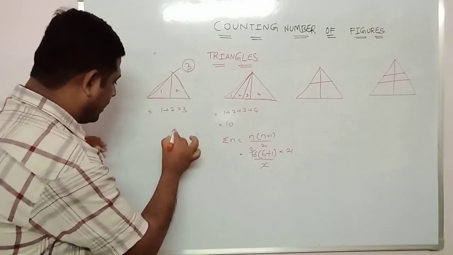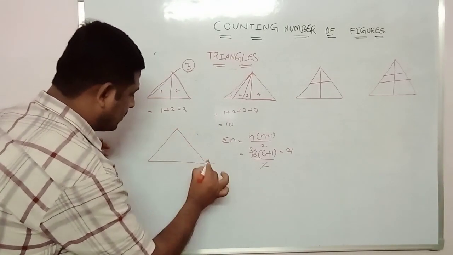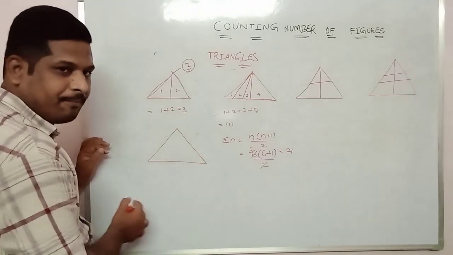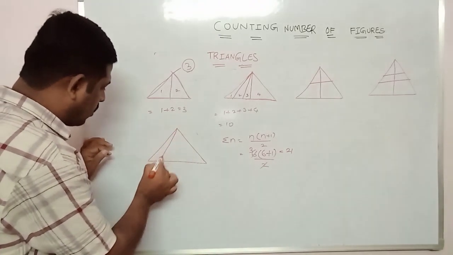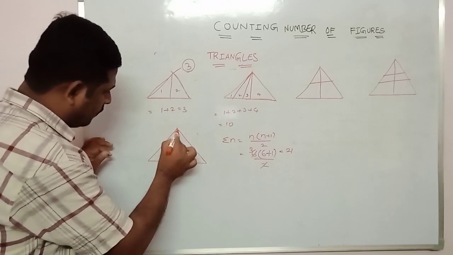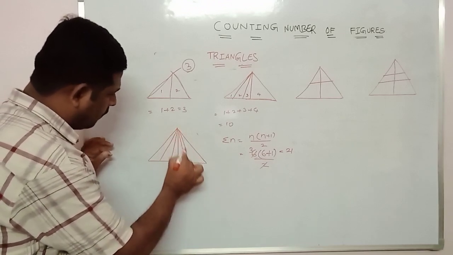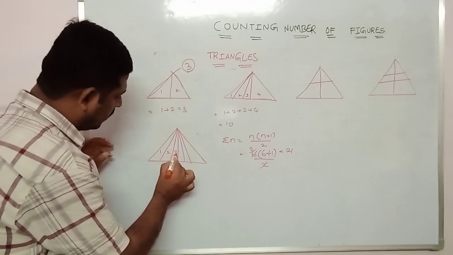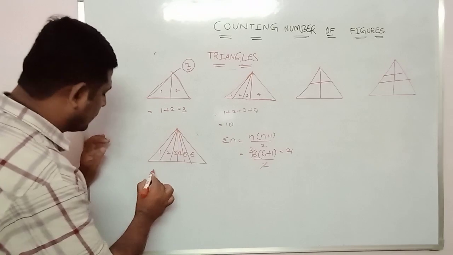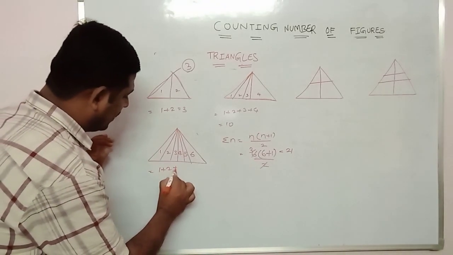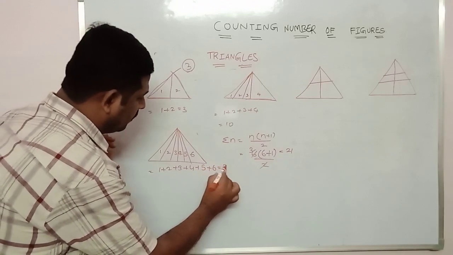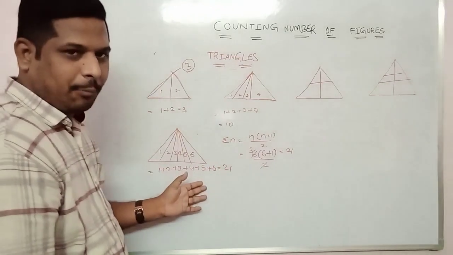This is some other example here for your understanding purpose. See here. This is the triangle. I am giving 6 cuts. First 1, 2, 3, 4. Then 1, 2, 3, 4, 5, 6. So to add all these things, 1 plus 2 plus 3 plus 4 plus 5 plus 6, you will get 21. This is somewhat lengthy process.